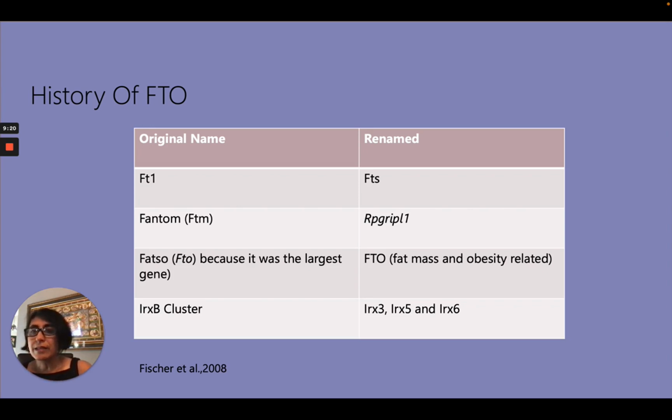And then the last group was called the IRXB cluster. And those are the 3 that you see that it was just named individually, but they still do call it the IRXB cluster.